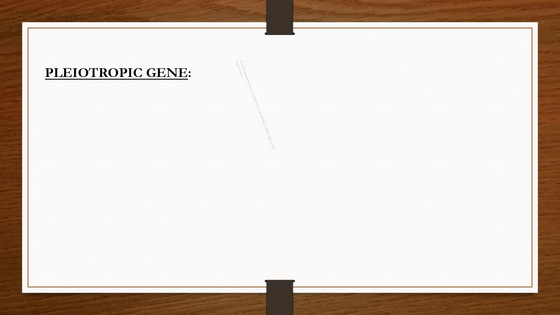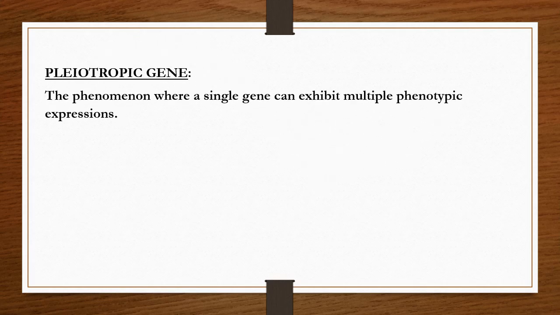Pleiotropic gene is defined as the phenomenon where a single gene can exhibit multiple phenotypic expressions. A single gene shows more phenotypic external characters. An example is phenylketonuria.